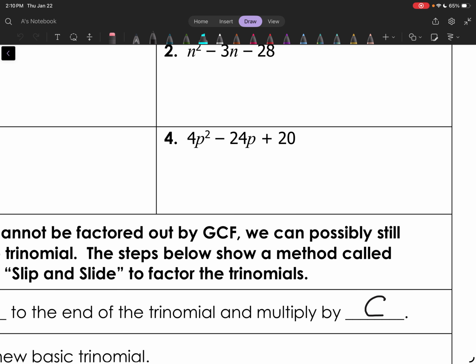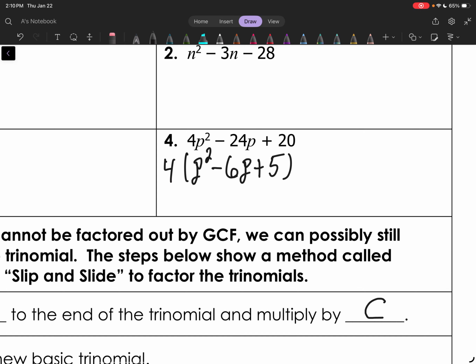For number 4, I'm going to check for a GCF. 4 is my lowest coefficient. It goes into every term. 4 is my GCF. I'm left with p squared minus 6p plus 5.